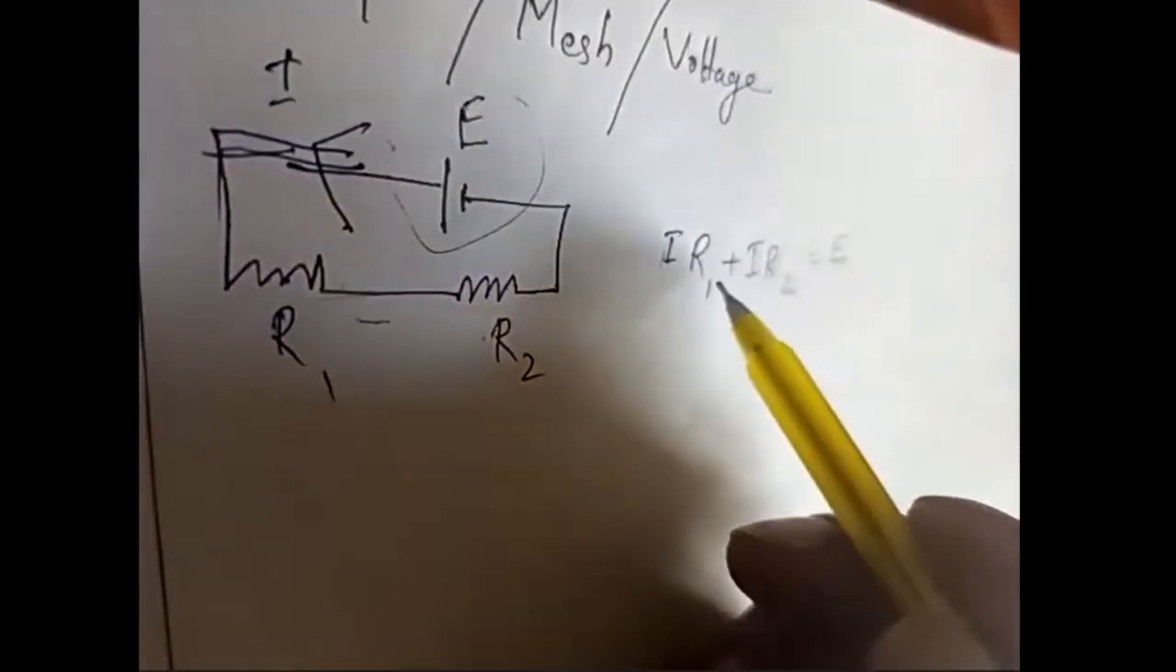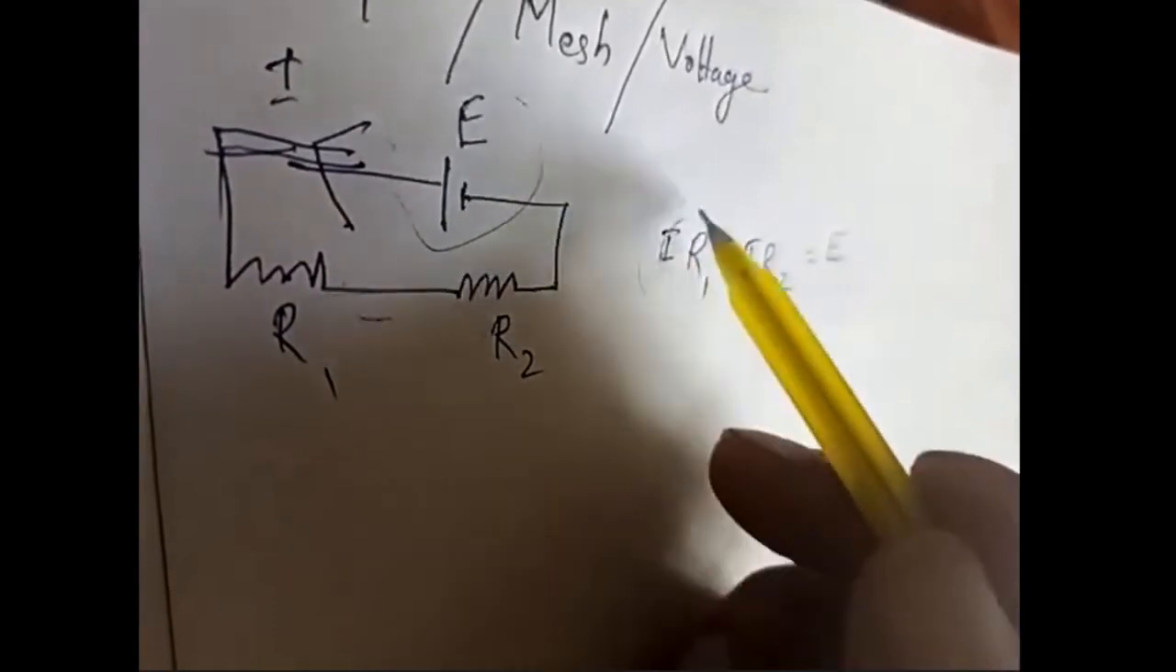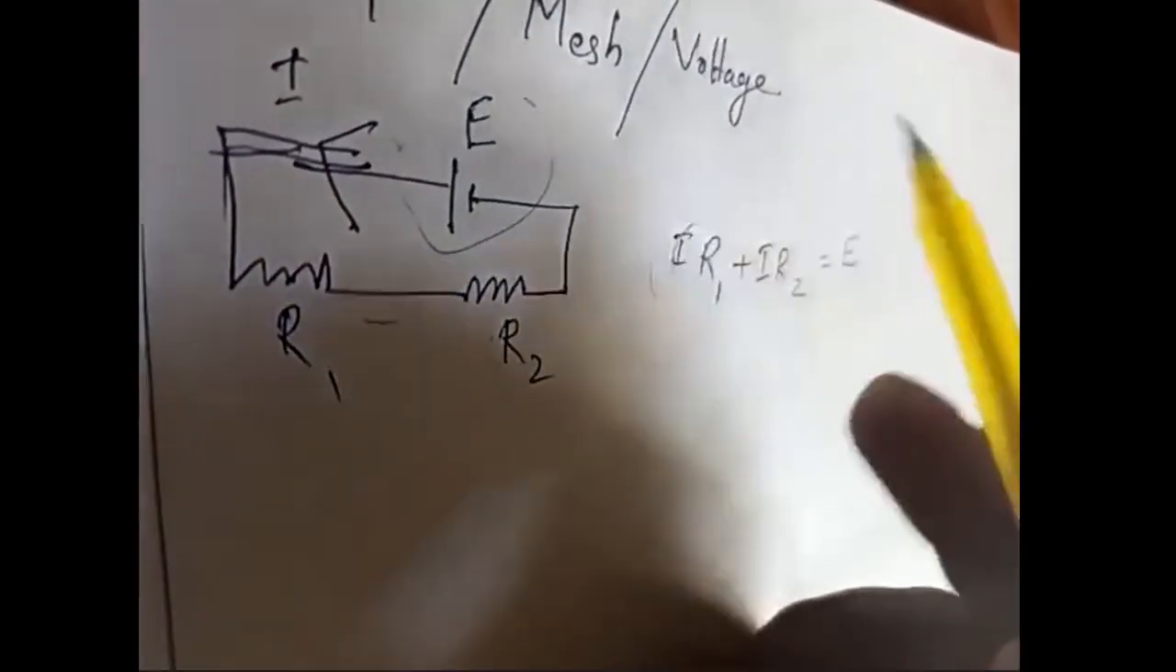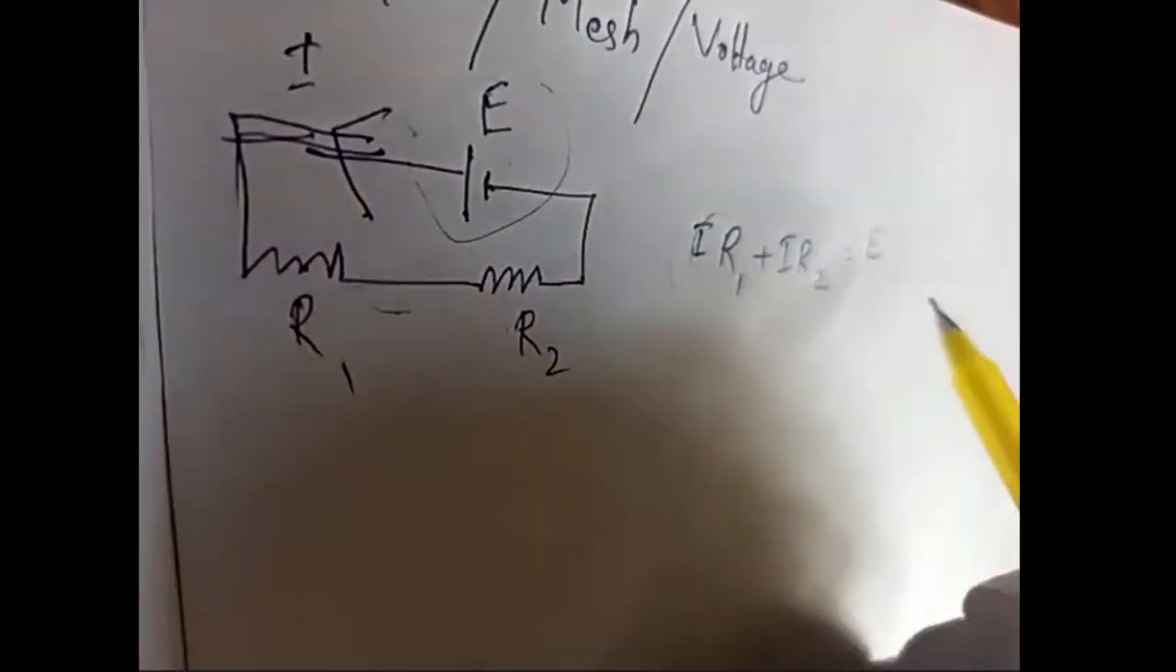Okay, what is the EMF in this closed path? That is this E. The sum of the product of current and resistance will be equal to the EMF in the closed path. The only necessary condition for this is that it should be a closed loop. If it is a closed loop, the sum of the product of current and resistance will be equal to the EMF.